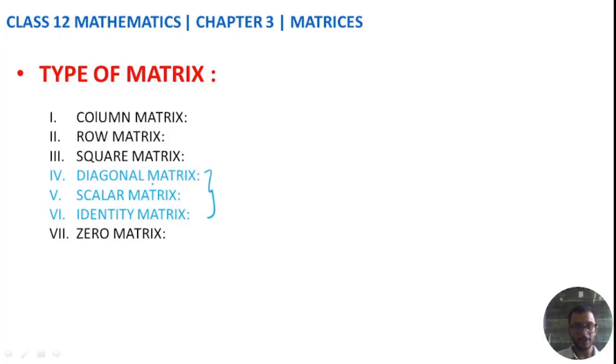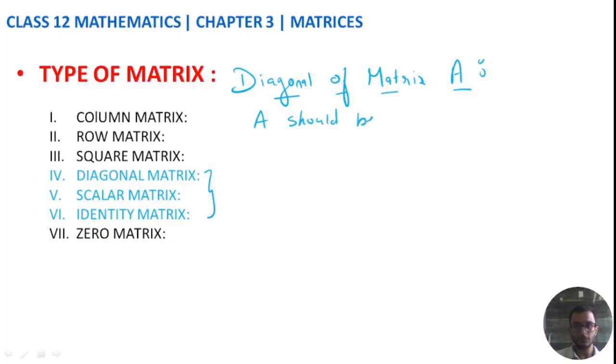So next is diagonal matrix. Before diagonal matrix I should tell what the diagonal of a matrix is. So let me write it, diagonal of matrix. Say let the matrix be A. What is the diagonal of matrix A? First of all, A should be a square matrix. You can talk about diagonal only if A is a square matrix.